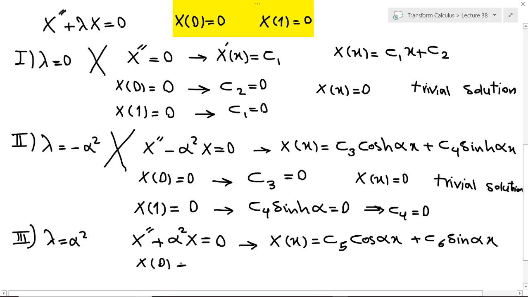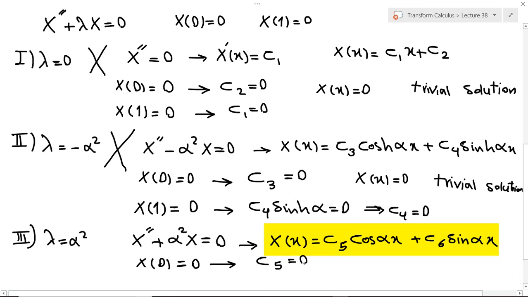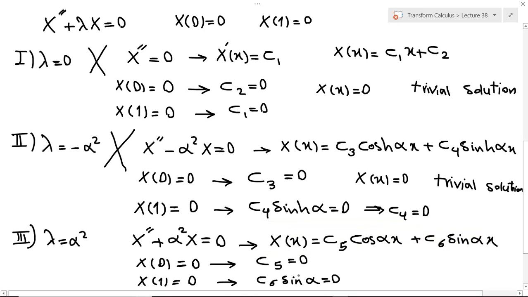X of 0 is equal to 0. If you plug 0 here, cosine 0 is 1, so we have C5 plus C6 sine. Sine 0 is 0, so we have just C5. C5 should be equal to 0. And X of 1 is equal to 0. As a result, we have C5 already equal to 0. We have C6 sine alpha should be equal to 0. C6 cannot be equal to 0, because if C6 is 0, we have C5 and C6 both equal to 0, and we're going to end up with a trivial solution again.